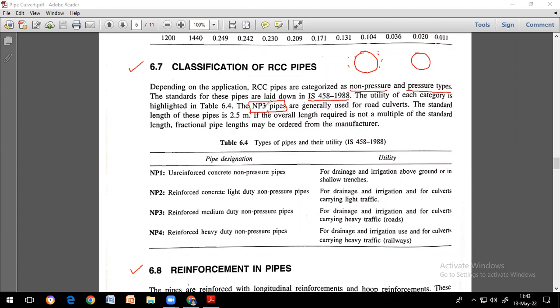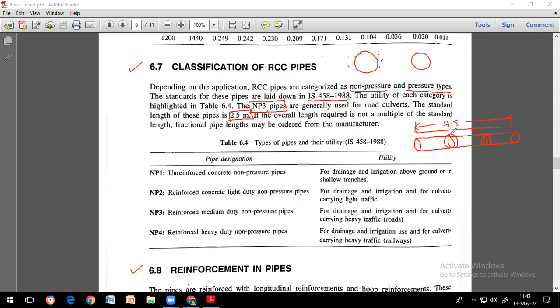I will show you what the NP3 pipes are and how they are categorized. The standard length of these pipes is 2.5 meter. Usually the standard length of RCC pipe will be 2.5 meter. You can ask me, sir, if it is a 2-lane road, the road width will be 7.5 meter. If the pipe is only 2.5 meter, how can you cover 7.5? You have to add 2-3 pipes to cover the whole width of the road.